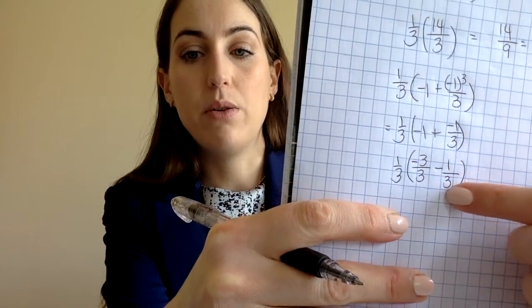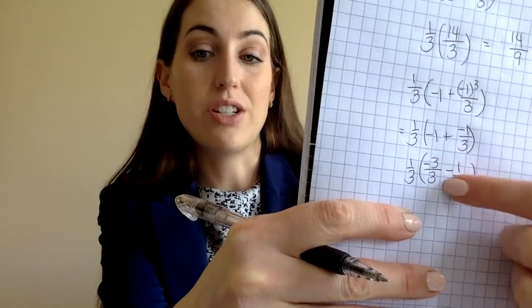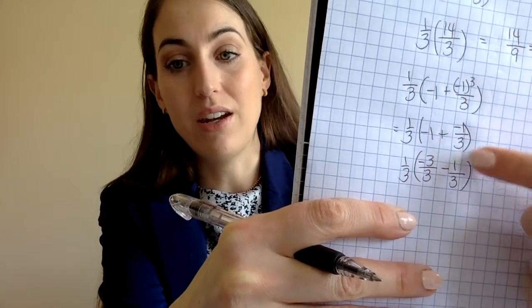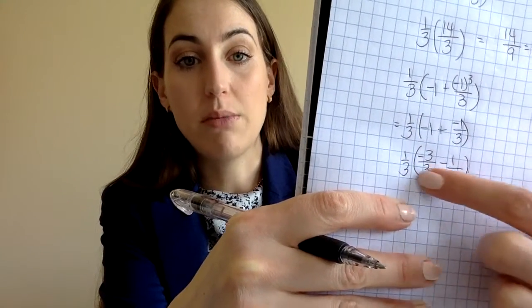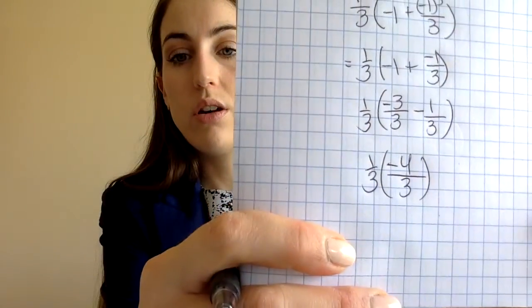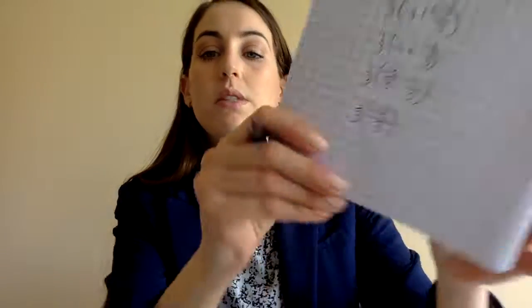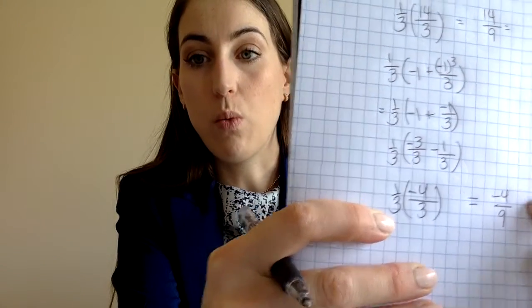So those are common denominator. Oop, that was a plus, sorry. Plus a negative, so you could just say subtract too, right? Plus a negative would be the same as subtract. So -3 minus 1, and they have the same denominator, so we keep the denominator. -3 minus 1 gives you a -4. Okay. And we've got our 1/3 there, multiply across the tops and bottoms. -4/9. Okay, so that was for our -1.